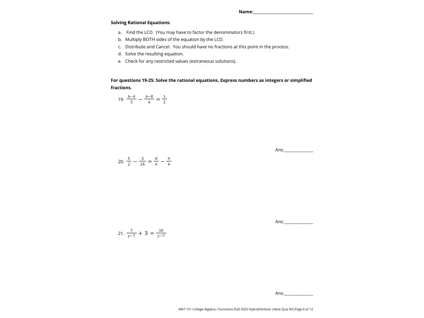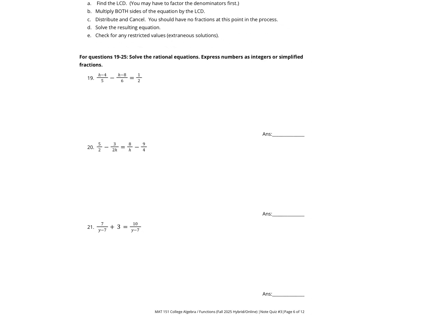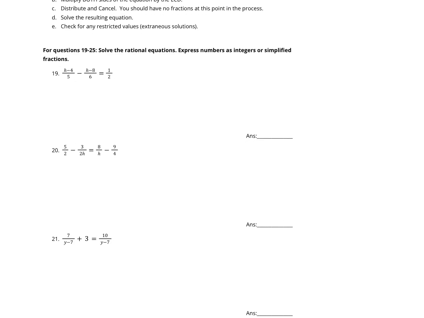Once you do that, you should have no fractions left. And then at the end, you must always go back and check your solution if you have a variable in your denominator, because we don't want to divide by 0. Those solutions are called extraneous solutions. So for this first problem, it's actually a throwback problem from beginning algebra.